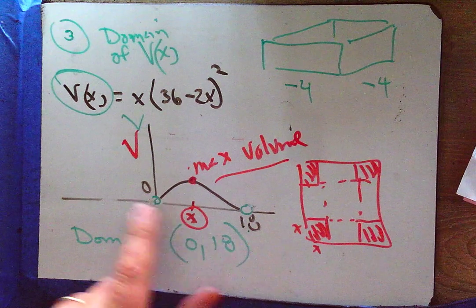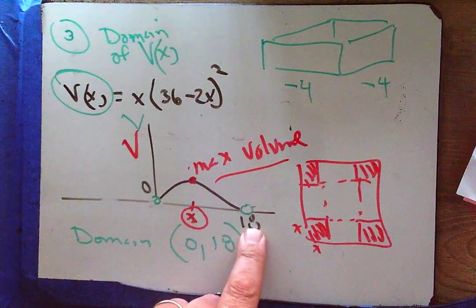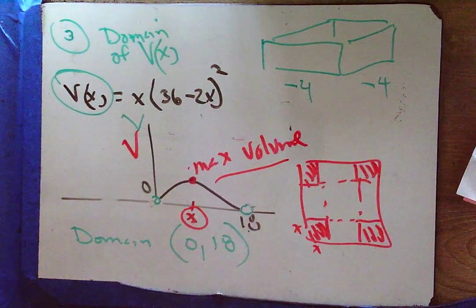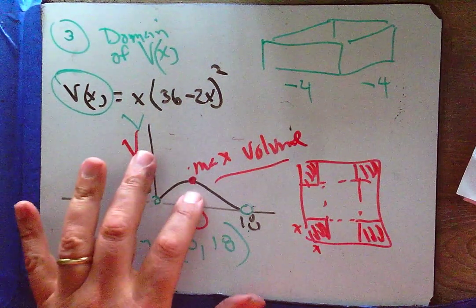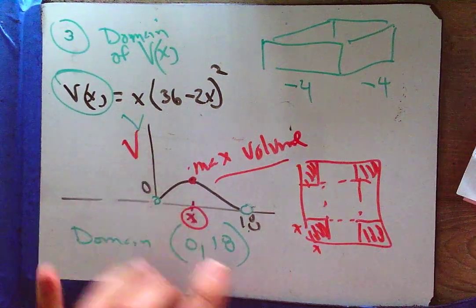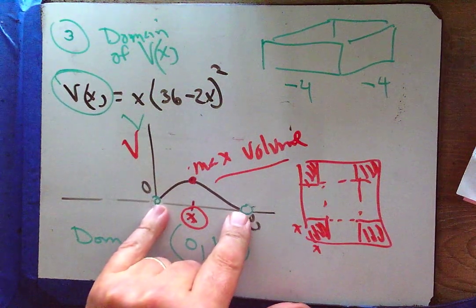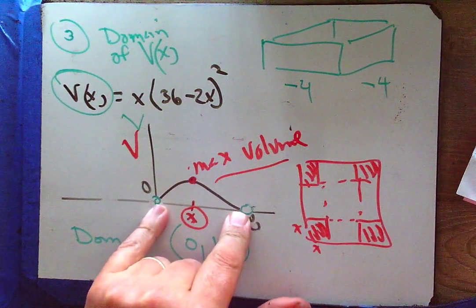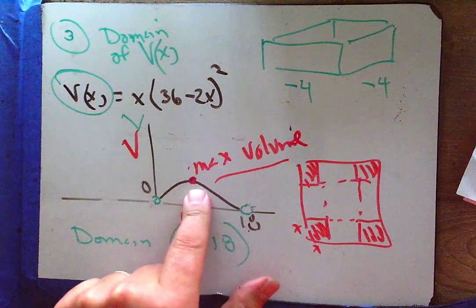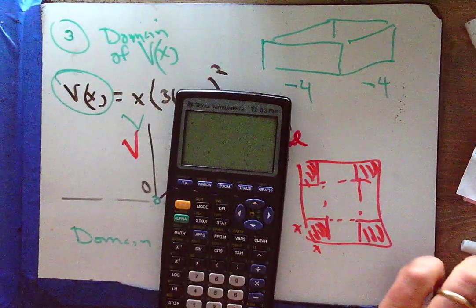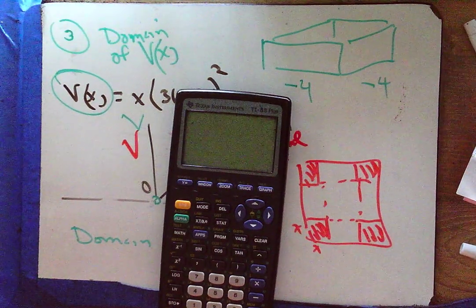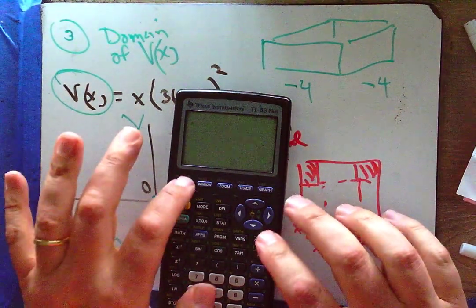We know x has to be a number between 0 and 18. But what number? Well, I want to say something about this, because when we were dealing with quadratics, the vertex was always halfway between the x-intercepts, which would mean when x equals 9, I would have a maximum. Well, let's take out our calculator, and let's see what the graph tells us.